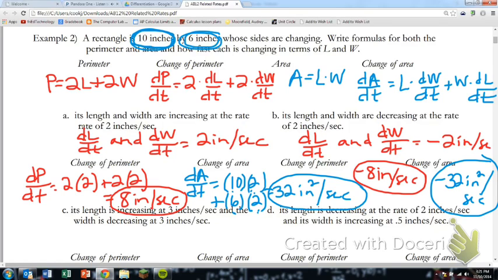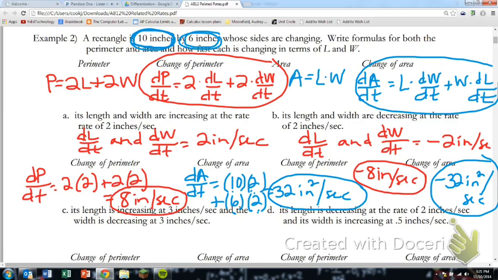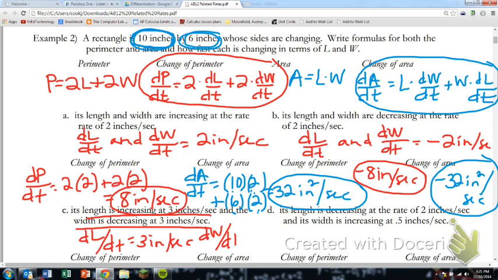Something more interesting happens when you look at the length and width changing at different rates. So that's what's happening on parts C and D. Again, you're just plugging into the two formulas we wrote up here, the change in perimeter formula and the change in area formula. But now dL/dt and dW/dt are not the same. So like on part C, the length increases 3 inches per second. The width decreases 3 inches per second. So dL/dt is positive 3 inches per second, but dW/dt is negative 3 inches per second. So you can plug in and see what happens there.